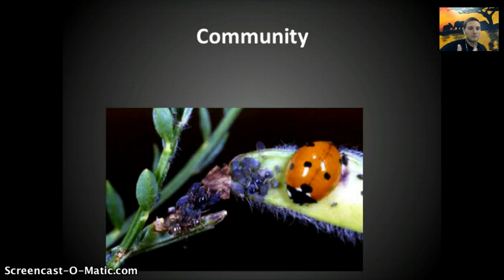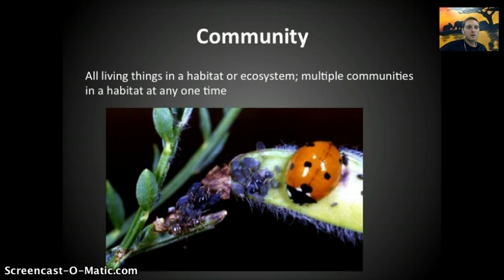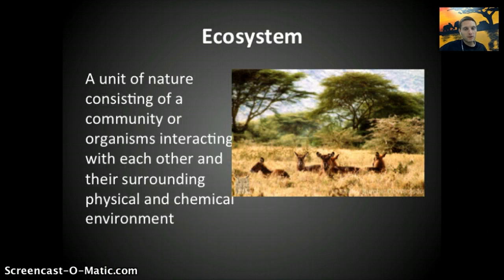A community, then, is building upon a population. And a community is all the living things in a habitat or an ecosystem. You can have multiple communities in a habitat at any one time. So this would be like the insects and the plants and the birds and the animals. All of that together makes up the community. If you then take that one step further, an ecosystem is a unit of nature that has all of the living things, the communities and populations and different species, interacting with one another, as well as the physical and the chemical environment. That would be the abiotic. So the ecosystem is the combination of the biotic, all of the living things, as well as the abiotic, all of the non-living things together in one area, and is really looking at how all of those things interact with one another.